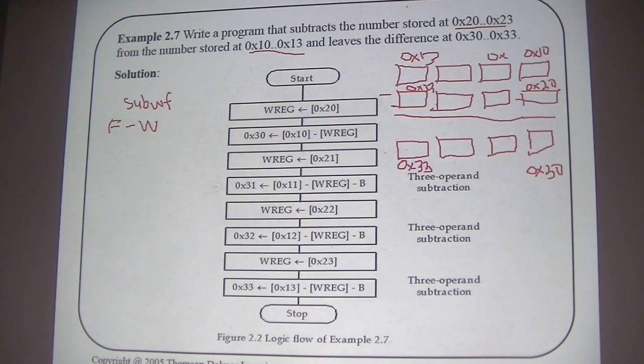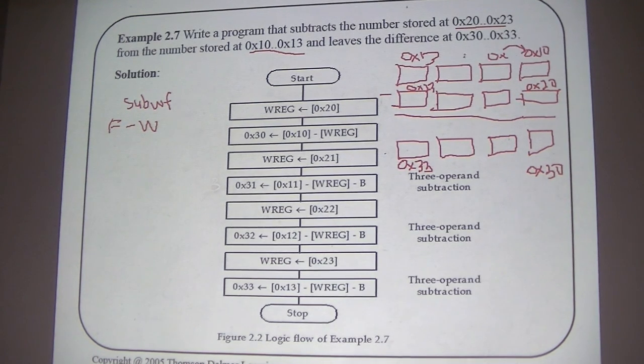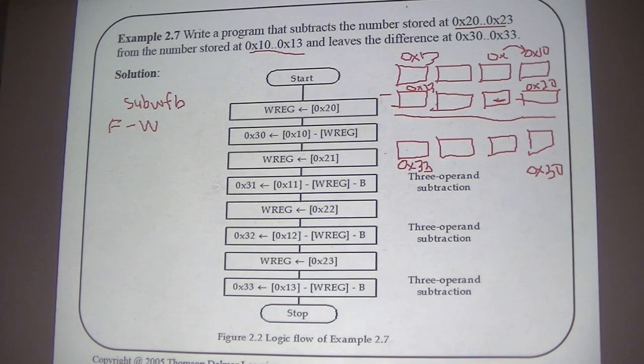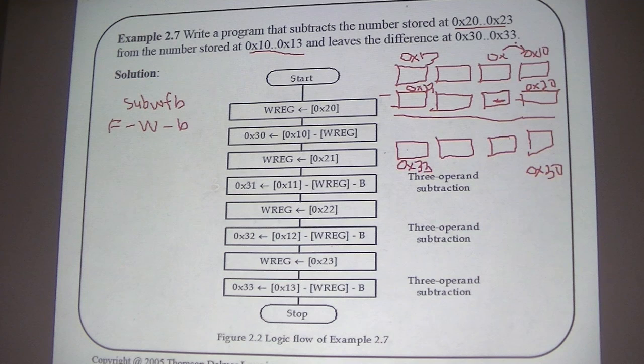Now whenever you're subtracting here, there's a possibility of you borrowing something from the previous one. Borrow means you are minusing from this value by 1. So there's a possibility of you borrowing. So when the second one, when you want to subtract, it's the same thing. You move the second digit into working register, and then you subtract, but with B. So it will be F minus W minus B. Minus B if the lower byte borrowed anything, means minus the borrowed. If you don't have, you don't minus 1.